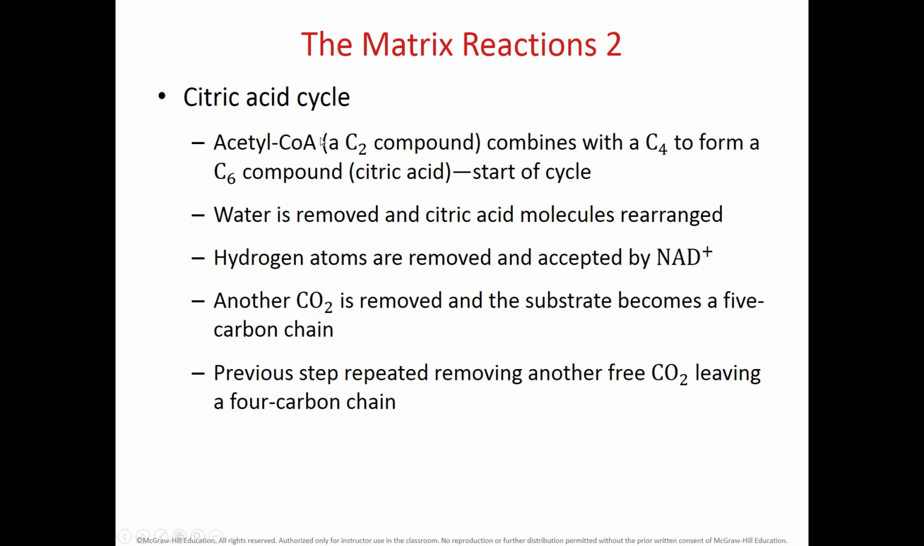So acetyl-CoA, once you form it out of this pyruvate, you will combine it with oxaloacetate, a compound that has 4 carbons, to form citric acid, the start of the citric acid cycle. And then you remove water from this citric acid, so you will dehydrate it, and then you will remove these hydrogen ions or atoms, and then you will put this hydrogen into NAD, so you will reduce this NAD to form NADH, and then you can bring these electrons into the electron transport chain.